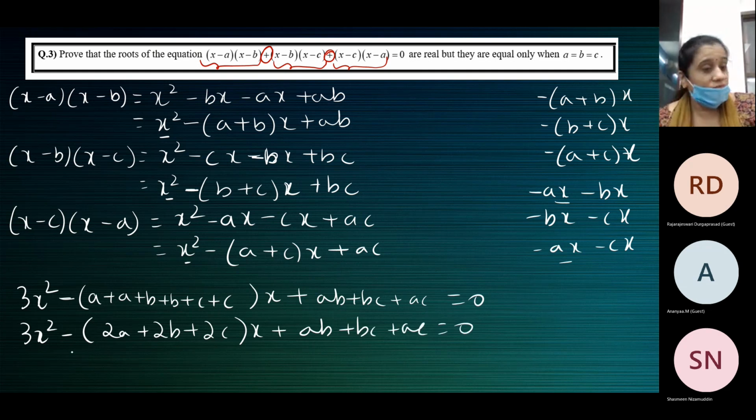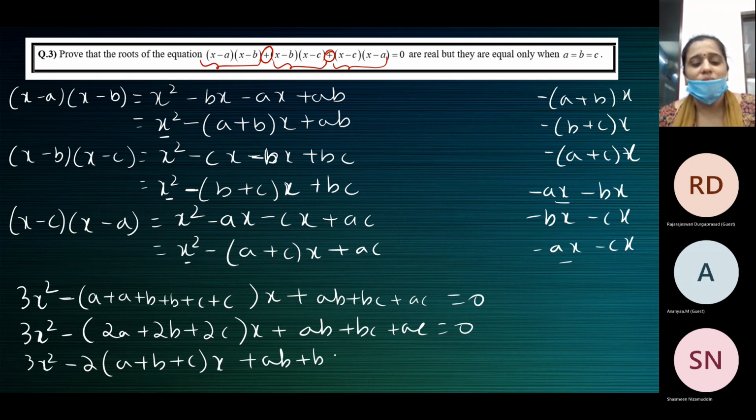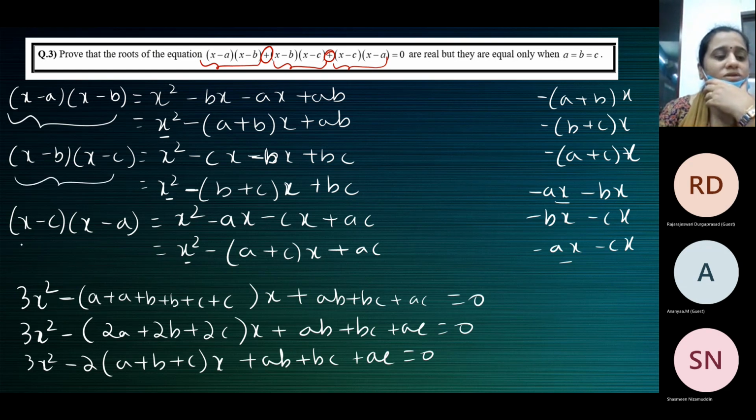Take out 2: 3x squared minus 2 into (a plus b plus c) of x plus ab plus bc plus ac is equal to 0. This is standard form and it is a quadratic equation. Yes or no? So you can do it separately. Do this first and then do this and then add all the three.